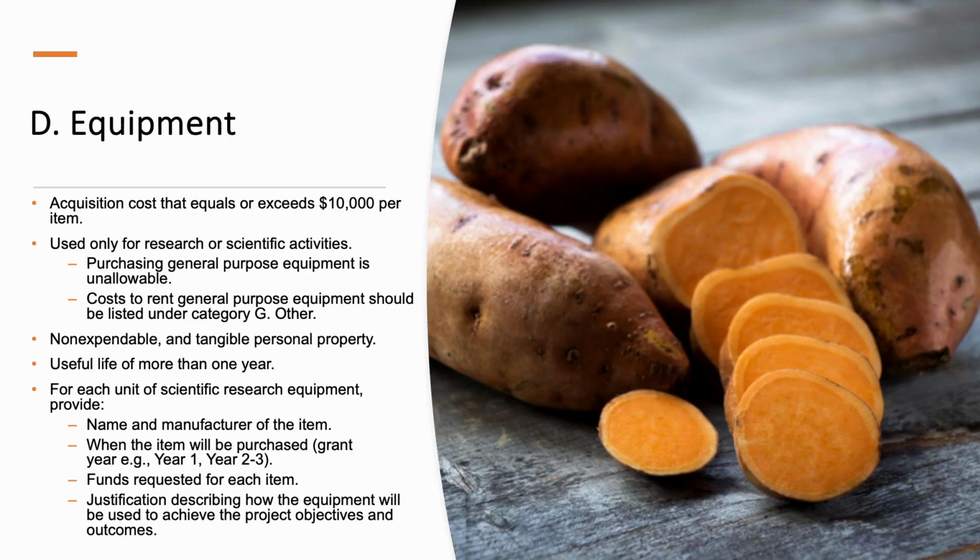Category D is for cost to purchase scientific research equipment required for the project. To be considered scientific research equipment, an item must cost $10,000 or more per item and must be used only for research or scientific activities. Scientific research equipment is non-expendable and a tangible personal property with a useful life of more than 1 year. This includes items like specialized microscopes, spectrometers, or other lab equipment.